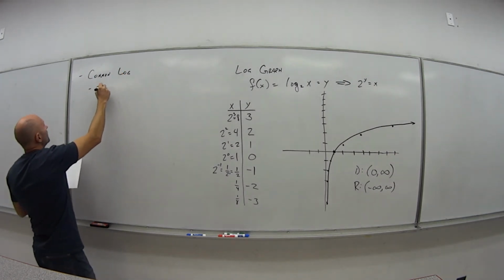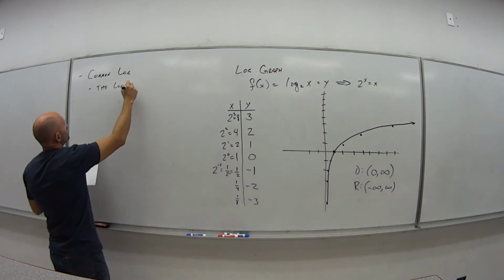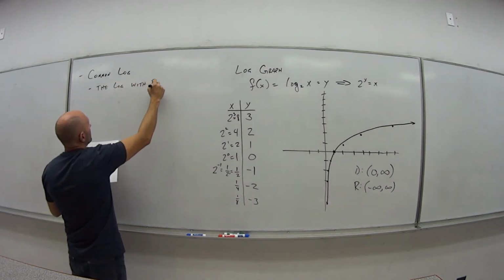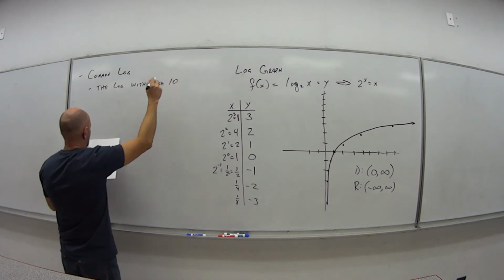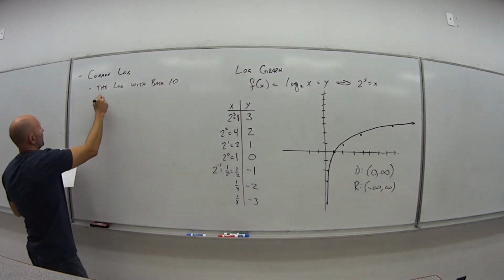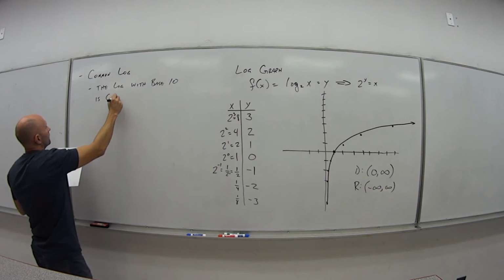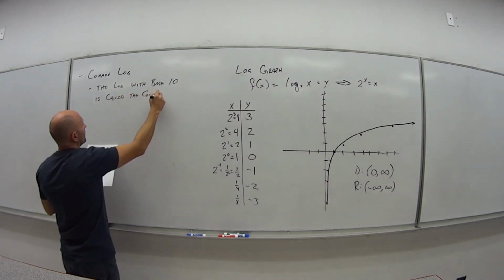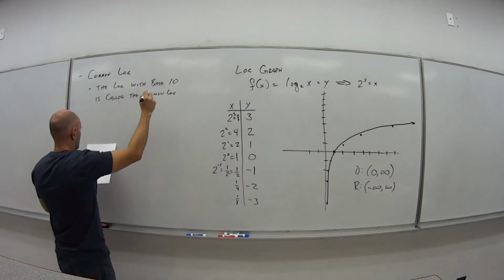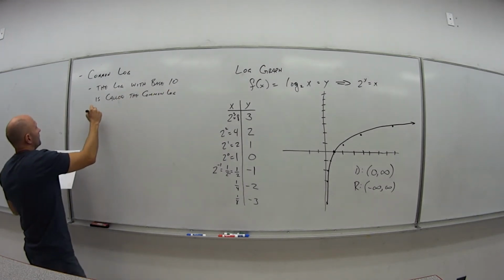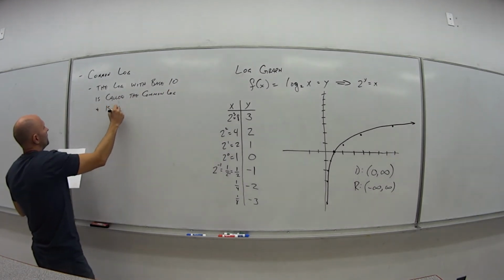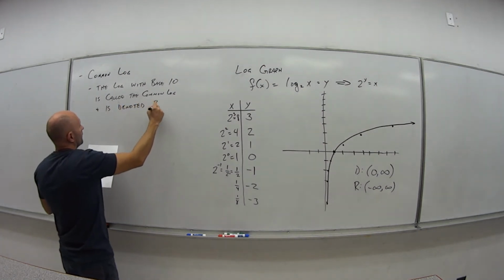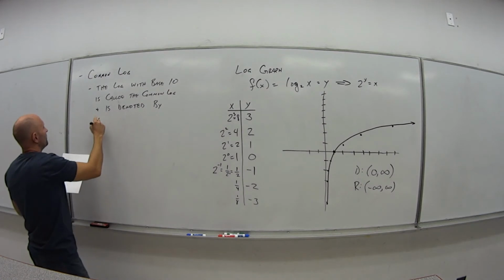The log function with base 10 is called the common log, and is denoted by omitting the base.